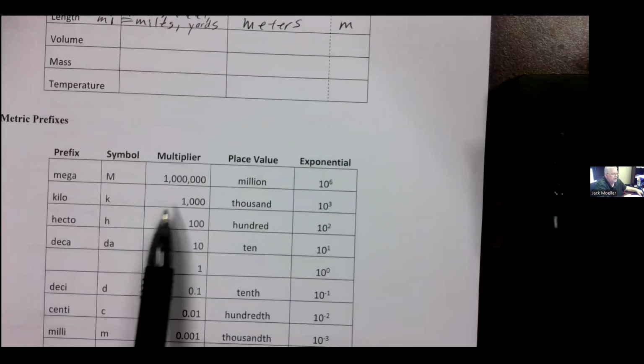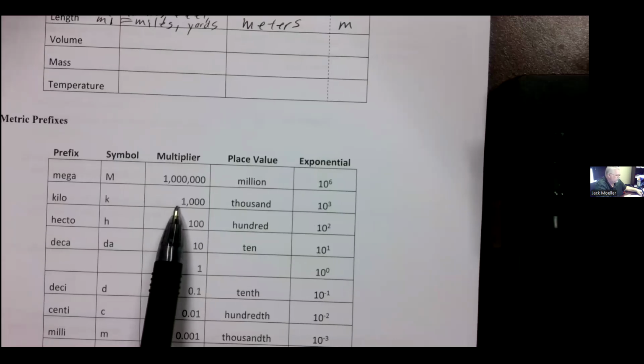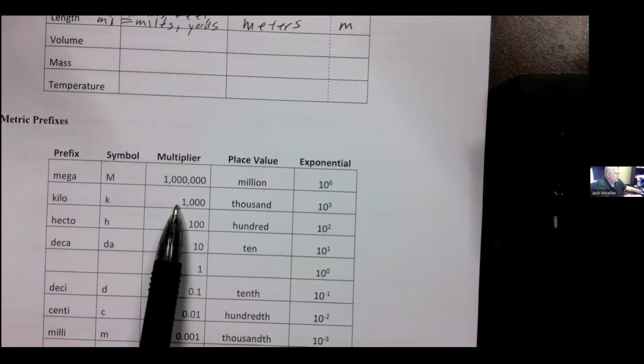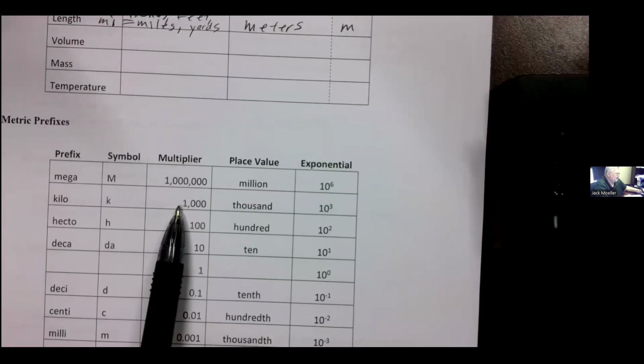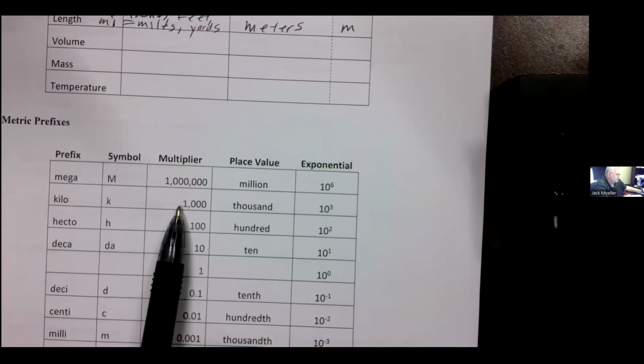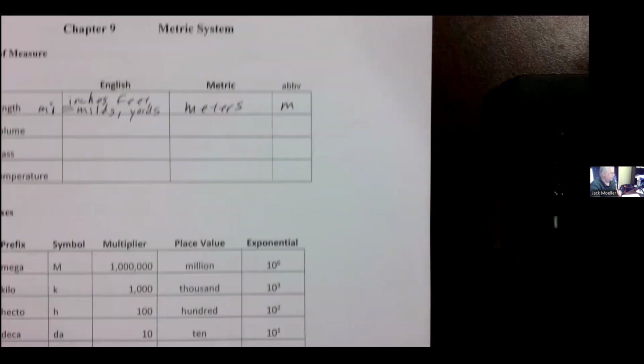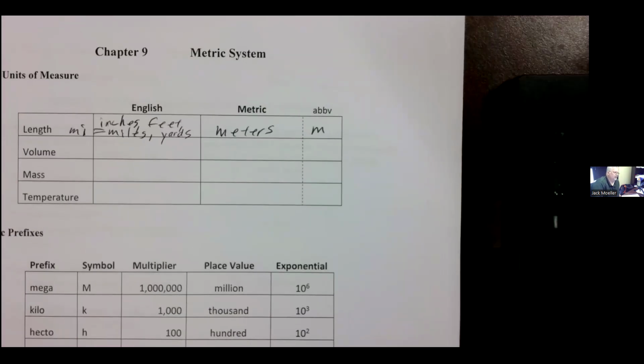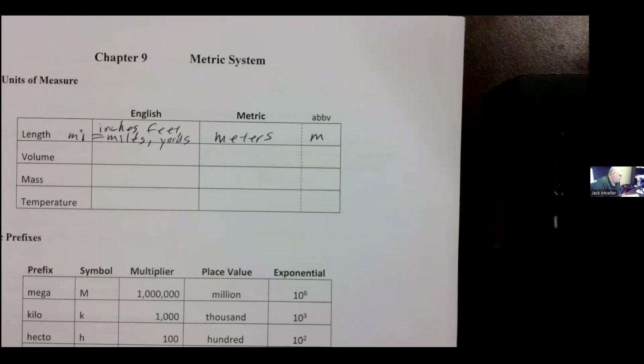The other thing is a kilometer. A kilo is 1,000 meters, and so a kilometer is, let's see, it takes 1.61 kilometers to make a mile. So a kilometer is like a little over half a mile. Right. So it always helps to have a big picture idea of what the units are we're talking about. Okay, so that's for length.